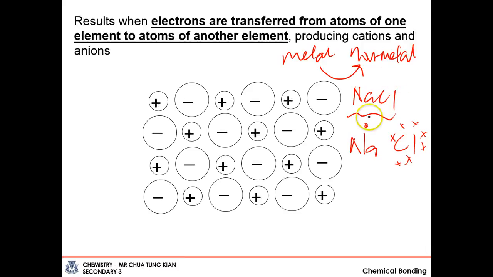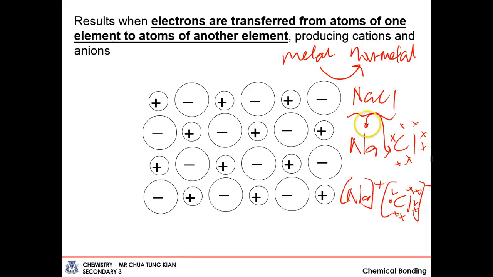So during the ionic bond formation, this electron from sodium is lost to chlorine, and sodium forms Na+, chlorine forms Cl-. And this plus and minus, they attract, giving rise to the ionic bond.